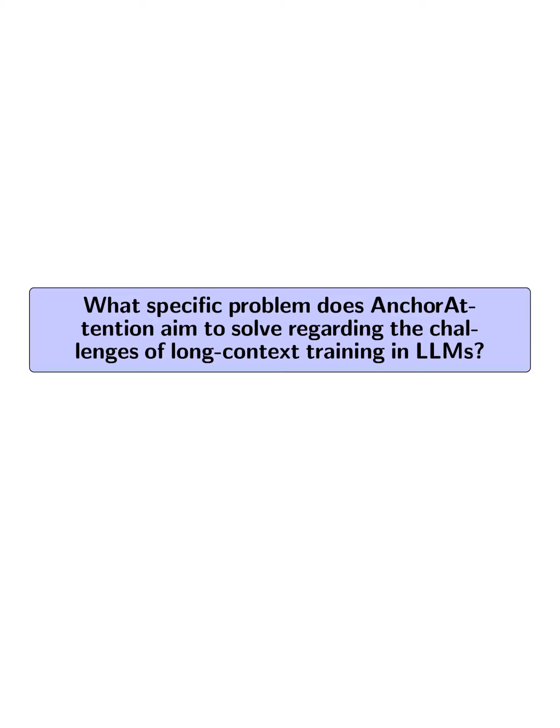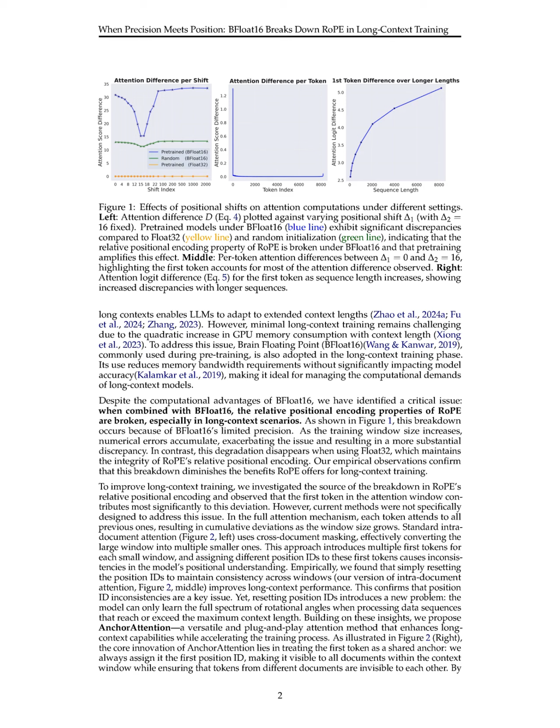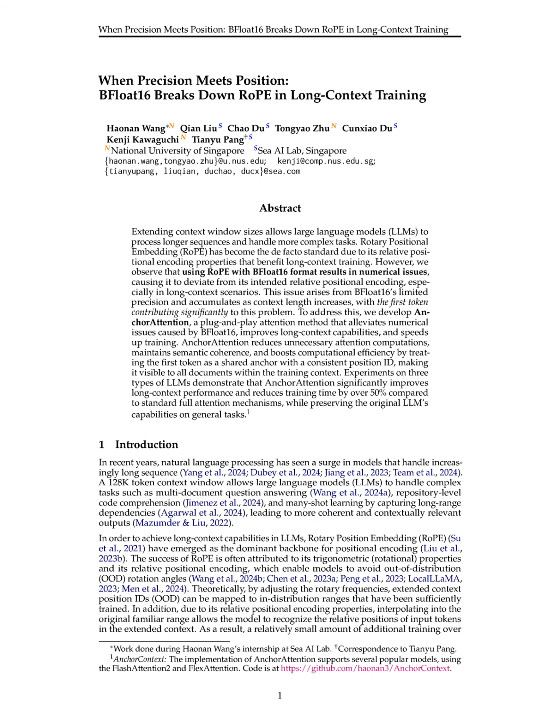What specific problem does AnchorAttention aim to solve regarding the challenges of long context training in LLMs? AnchorAttention aims to solve the problem of inconsistencies in positional encoding that arise when using BFloat16 precision during long context training in LLMs. Specifically, it addresses the breakdown of Rotary Position Embedding (RoPE)'s relative positional encoding properties, which is exacerbated by the accumulation of numerical errors as the context length increases.